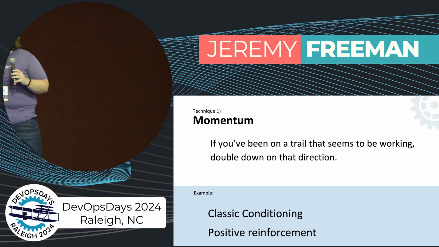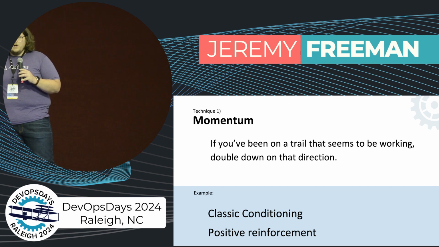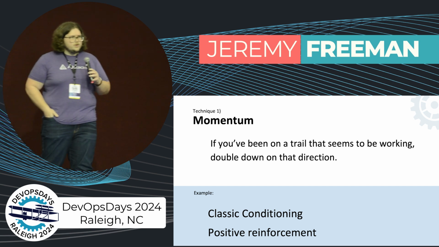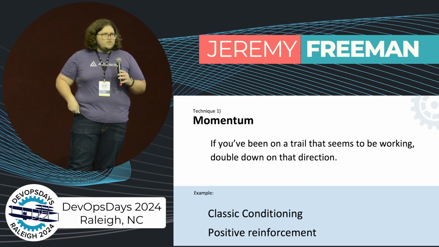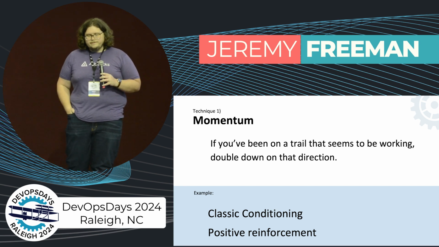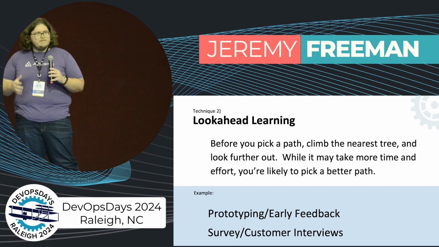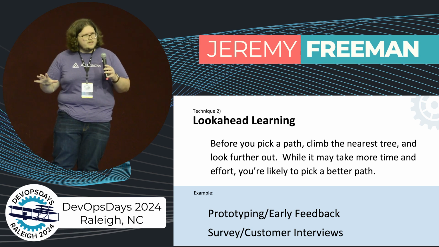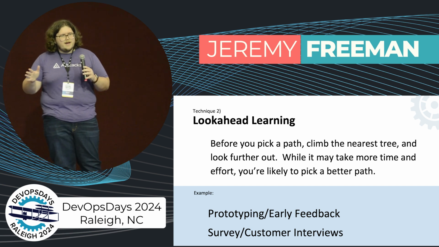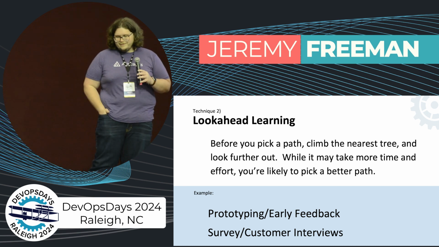Number 1, momentum-based learning. If you're going in a direction that seems to be paying off, keep going a little bit longer. Don't turn away at the first sign of problems. Classical conditioning is one of the common techniques for this. Another technique is look-ahead learning. Instead of immediately taking a step, pause, look around, spend some more time understanding the landscape, and pick a better path, you're less likely to get stuck swimming in a lake.